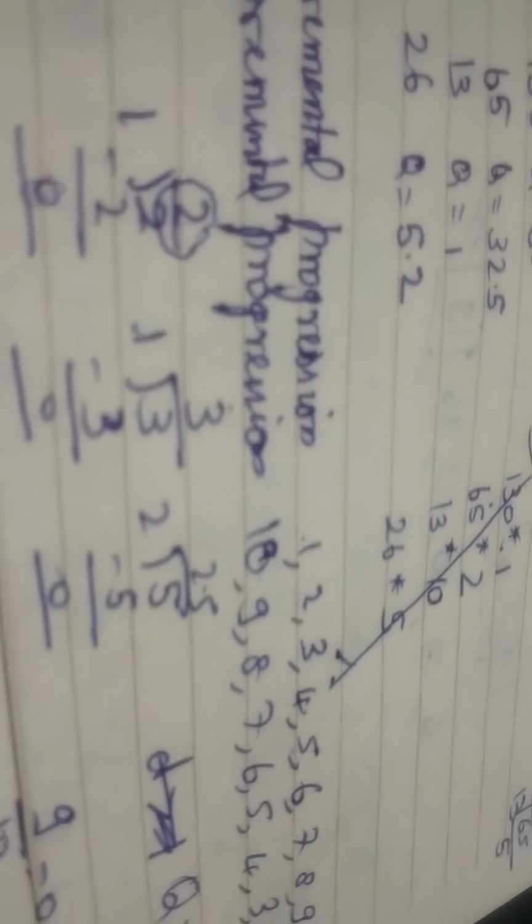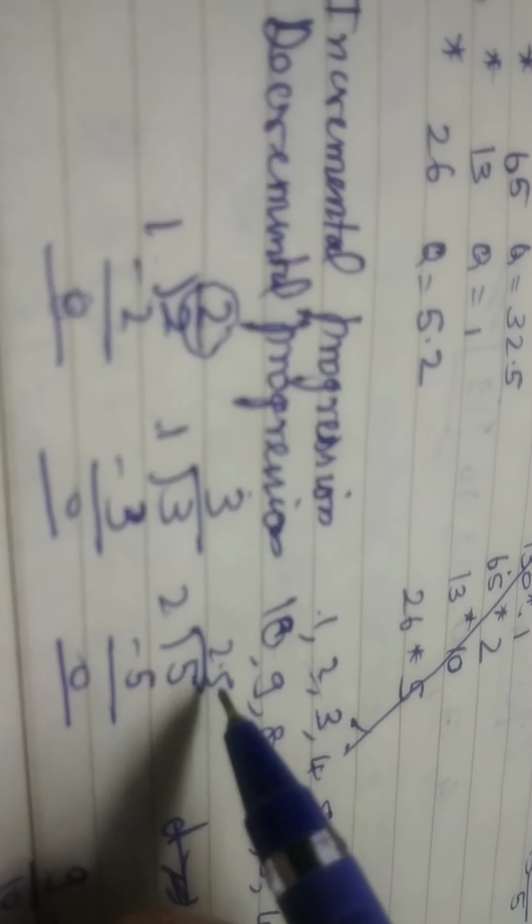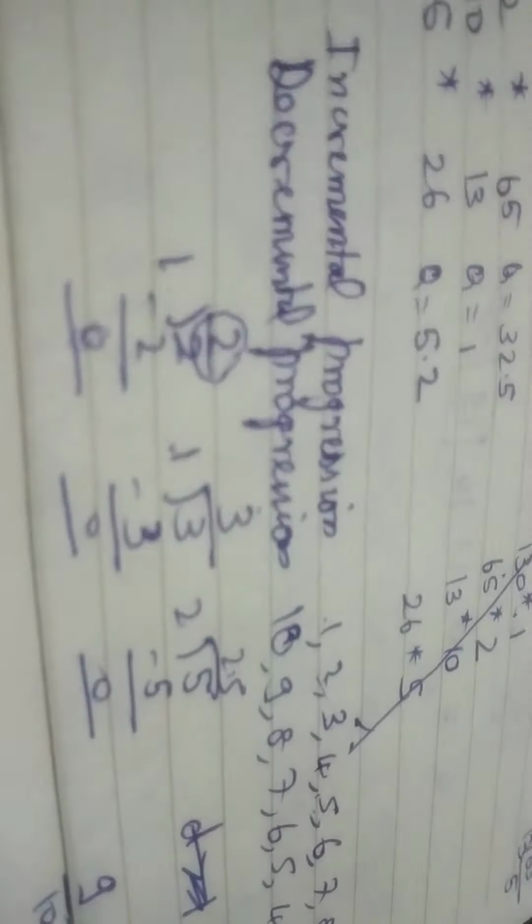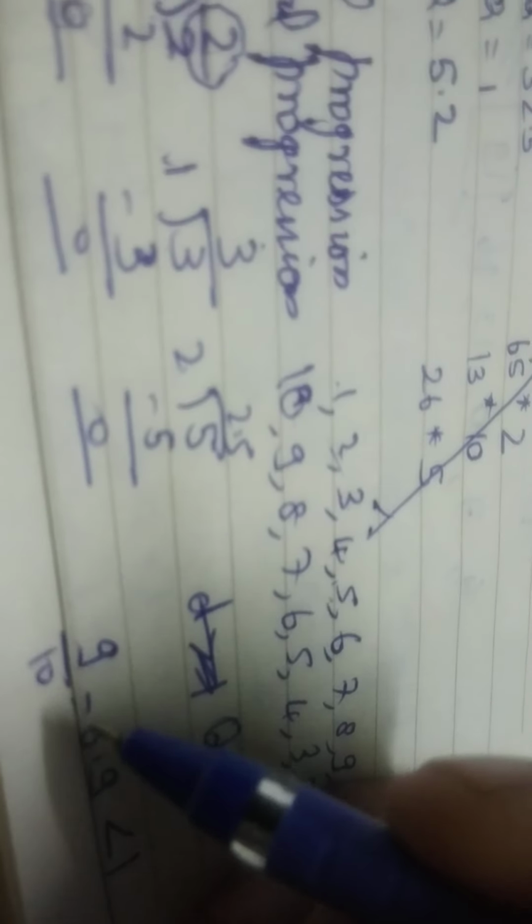In the same way, I am picking up any two random numbers and dividing the bigger term with the smaller term. 5 and 2. I am dividing 5 by 2. I am getting 2.5. In all these three cases, I am getting the quotient greater than 1, which means it is an incremental progression. Whereas if you consider the example of decremental progression, I am dividing 9 by 10 or 8 by 10, something like that. I always end up getting a quotient which is lesser than 1. So this is decremental progression, right?